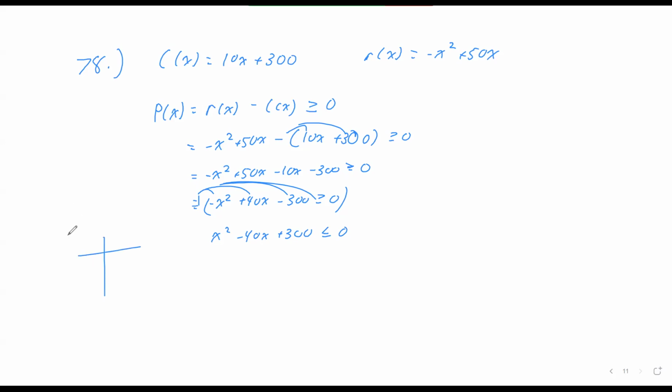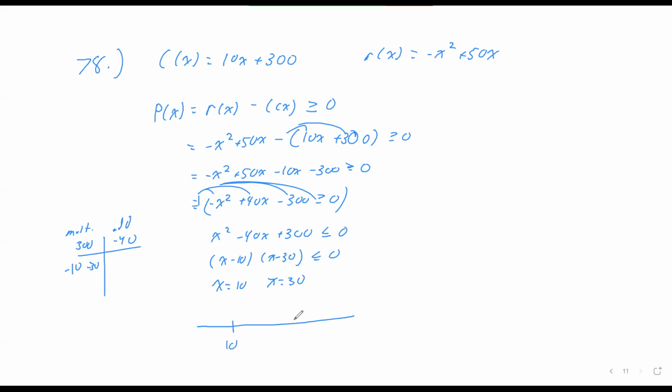Now I have to figure out, all right, what multiplies to 300 but adds to -40? And let's see. Okay, I got it. 10 and 30, that'd be 300, and then two of them are negative, so that'd give you -40. So this would be x minus 10 times x minus 30. That would give me x equals 10 and x equals 30.